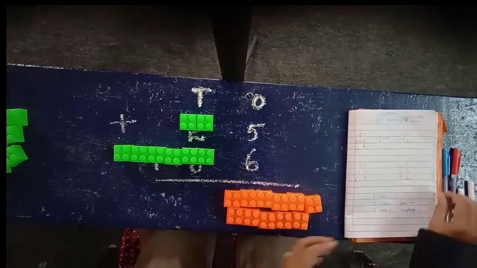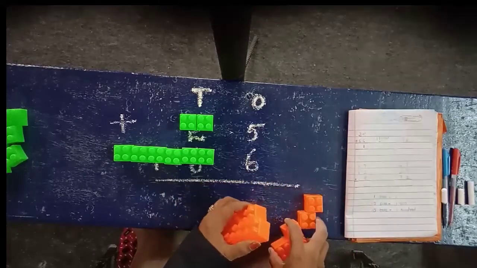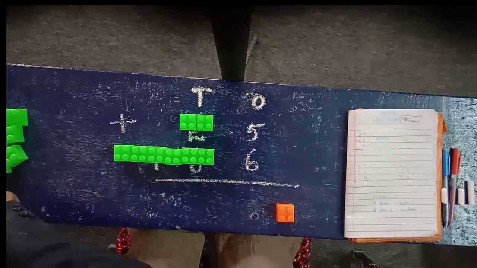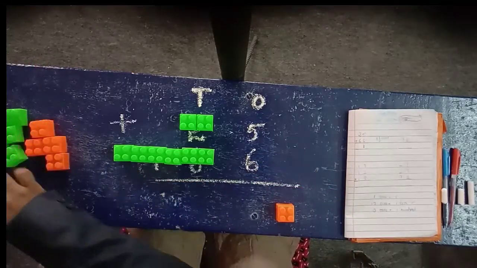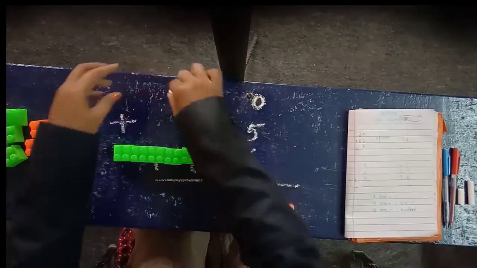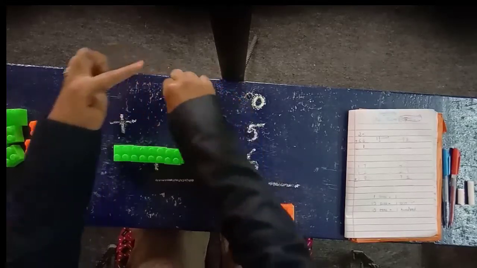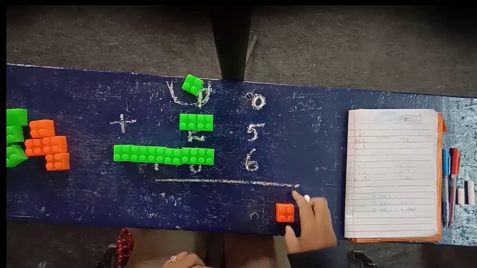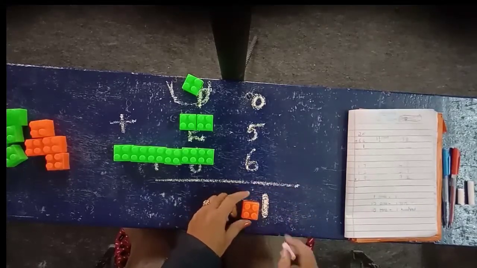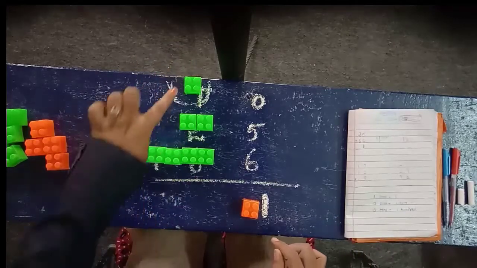So instead of 10 orange boxes, I can take one green box. This green box I am taking as a carry here. See here, you can see the carry. So 1 is left here, so 1 is the answer in the ones place, the orange one.